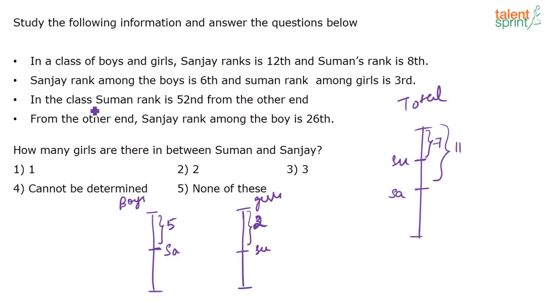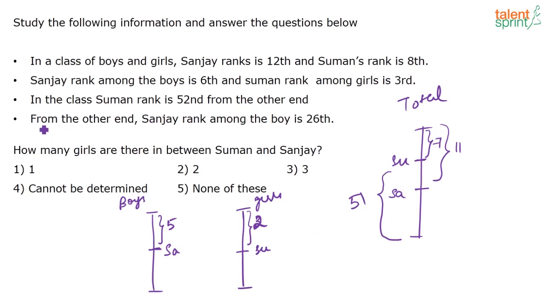Now in the class, Suman's rank is 52nd from the other end. So how many people are there after Suman in the class? There are 51 students after Suman. It is given that Sanjay ranks 6th and 12th, which means you have to take from the top only. Now in the class, Suman is 52nd from the other end.